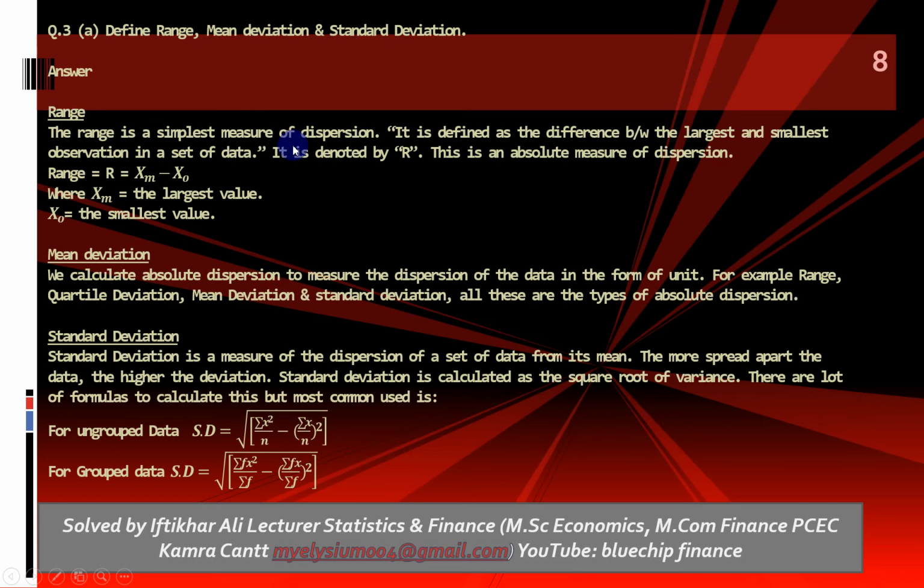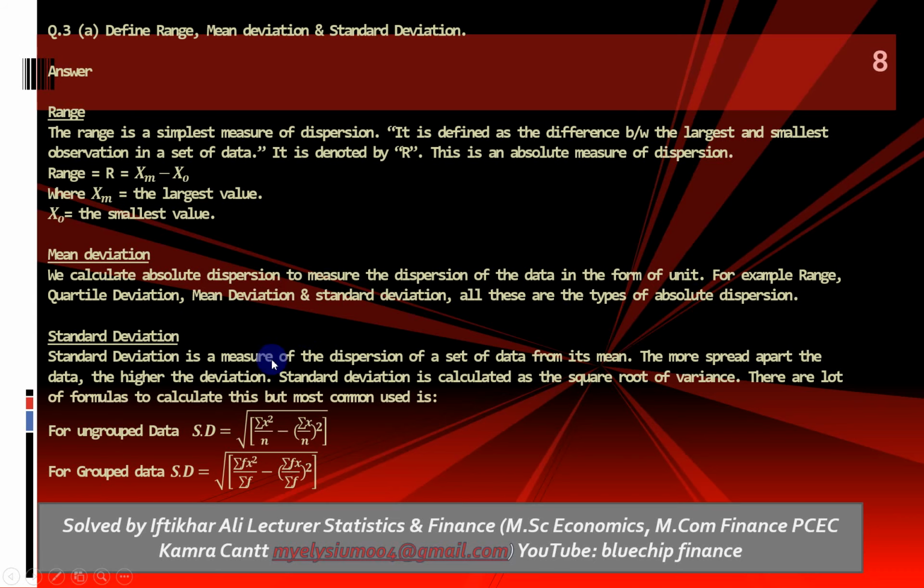The range is a simple measure of dispersion. It is the difference between the largest and smallest observation in a set of data. So range is equal to xm minus x naught, maximum value of x minus minimum value of x. Mean deviation is the deviation of each x value from its mean. We calculate absolute dispersion to measure the dispersion of the data in the form of unit. For example, range, quartile deviation, mean deviation and standard deviation are all types of absolute dispersion.